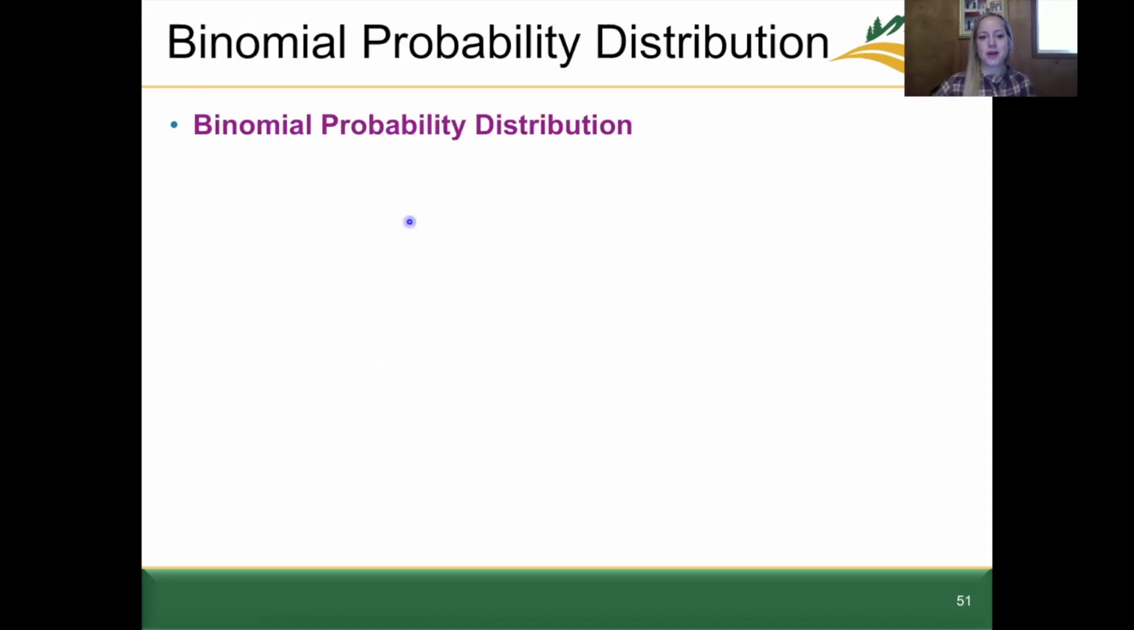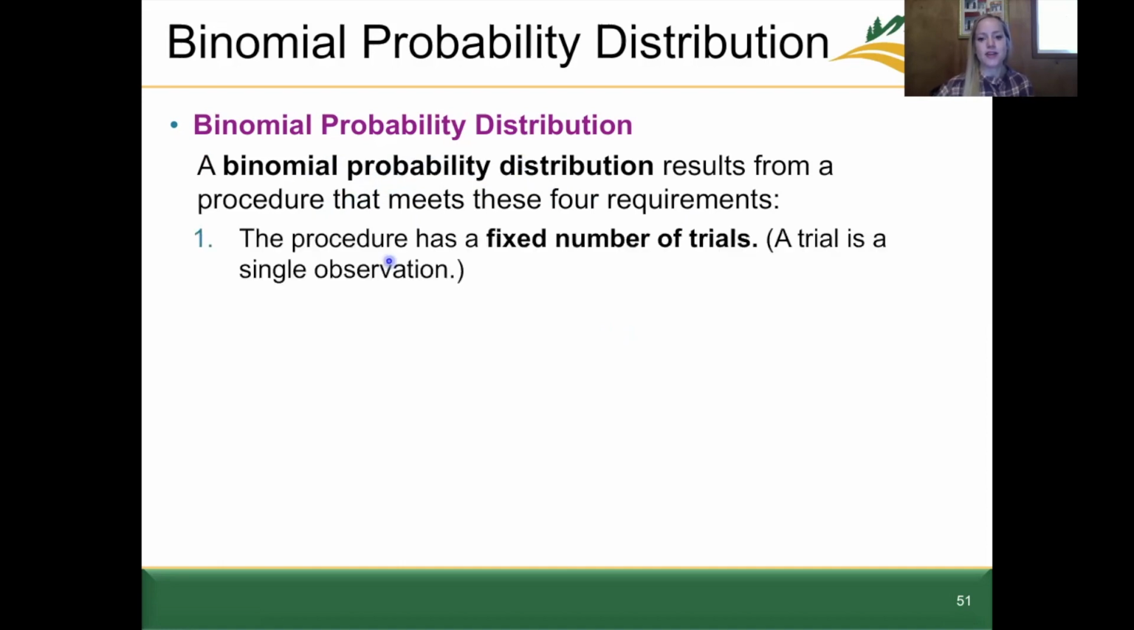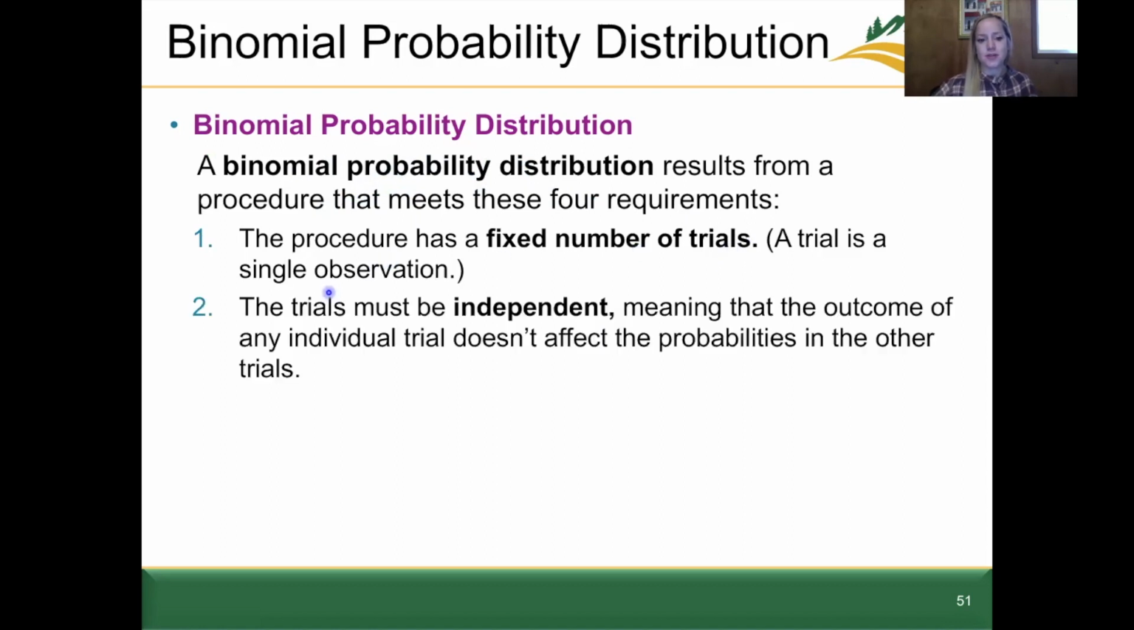Before we talk more about binomial probability distributions, we first need to cover what a binomial probability distribution is and what 4 requirements must be met to determine that it is a binomial probability distribution. Number 1, the procedure has a fixed number of trials. You can think of a trial as a single observation. Number 2, the trials must be independent of one another, which would mean that the outcome of any individual trial does not affect the probabilities in the other trials.